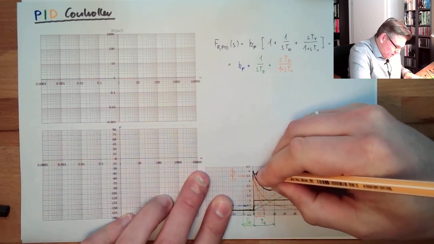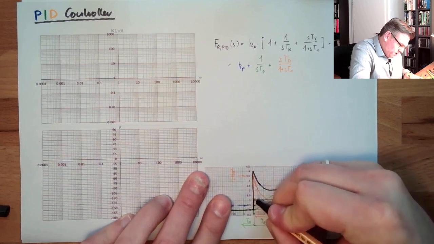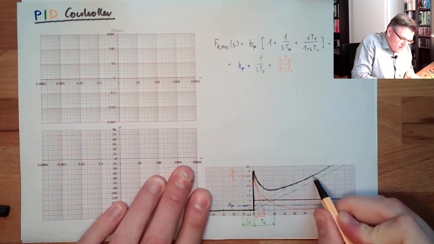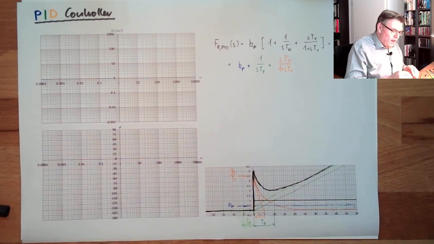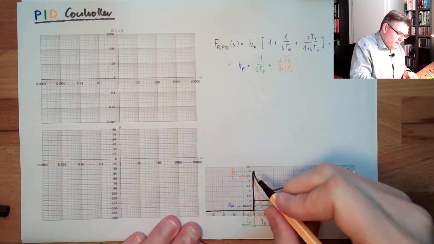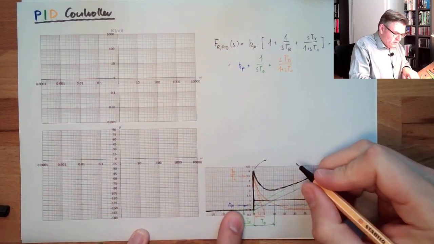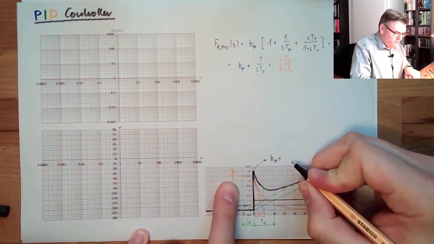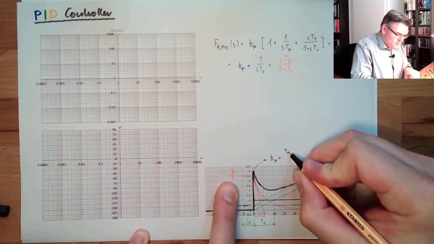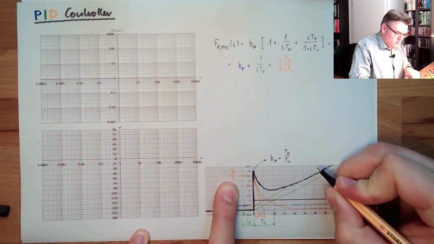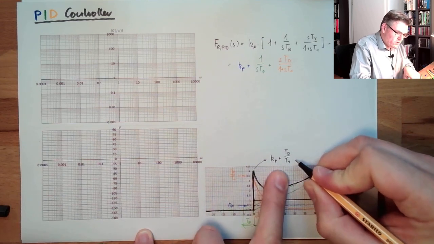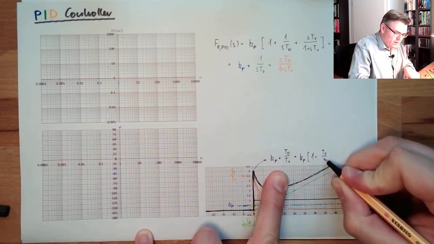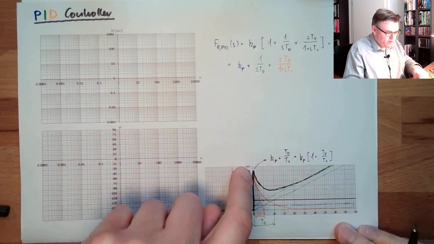So this here is actually the step response. This is just an overlay of all those parts. And the peak value we reach here is, of course, KP plus, and here we have TD divided by T1. Or if I get out KP again, it's KP times 1 plus TD divided by T1. This is the peak value where we reach.